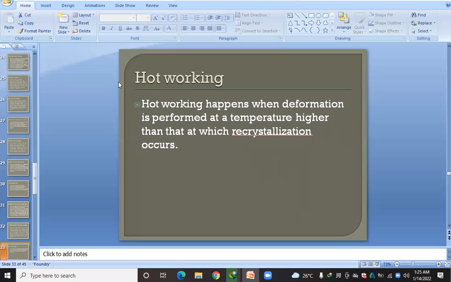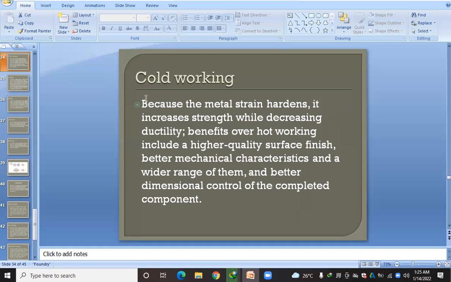So, start with hot working. Hot working happens when deformation is performed at a temperature higher than that at which recrystallization occurs. Next is cold working. Because the metal strain hardens, it increases strength while decreasing ductility. Benefits over hot working include a high quality surface finish, better mechanical characteristics and a wider range of them, and better dimensional control of completed components.